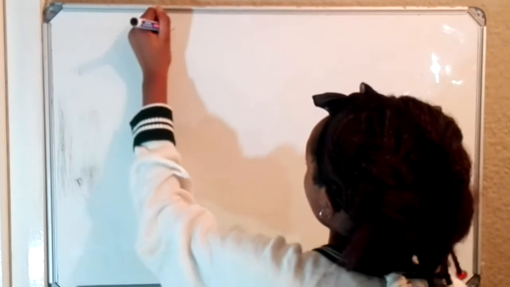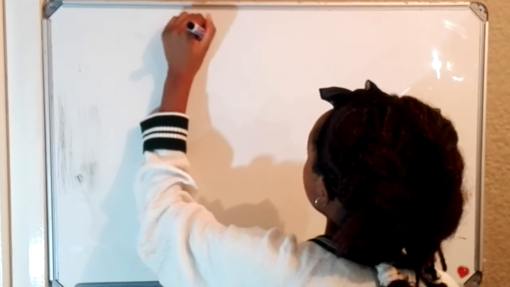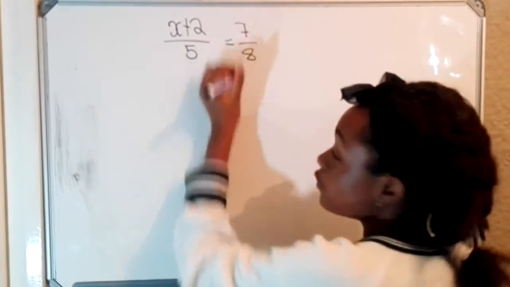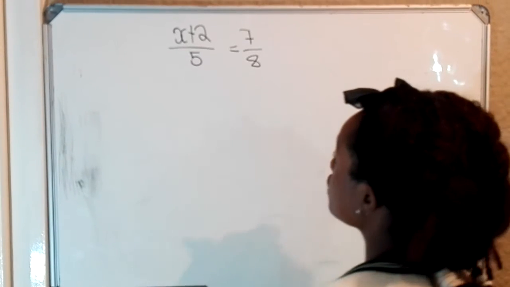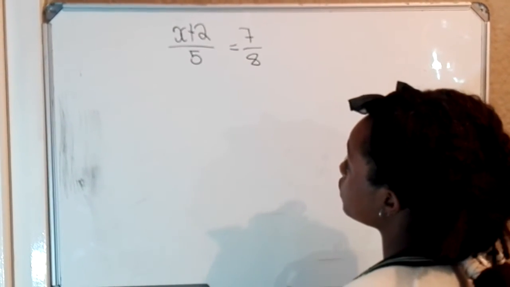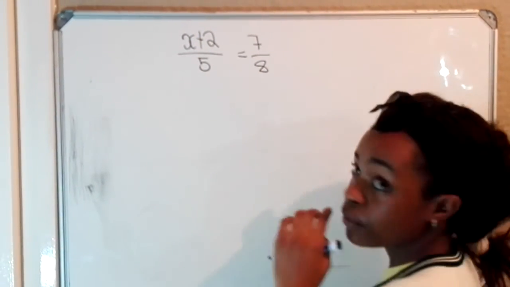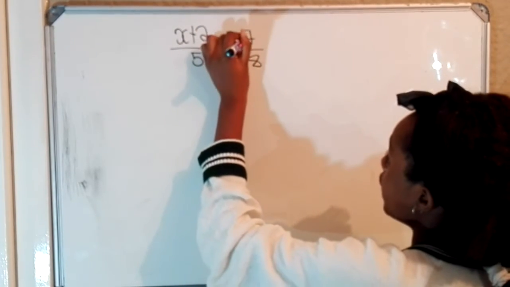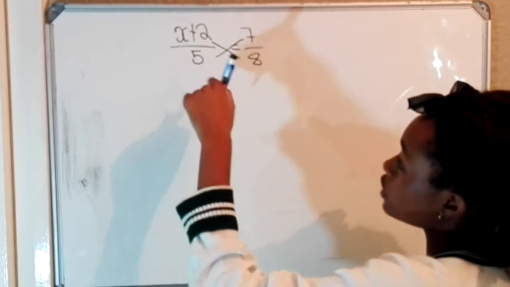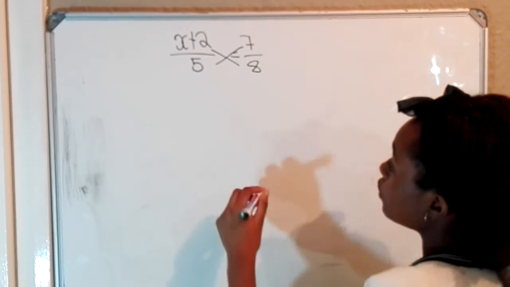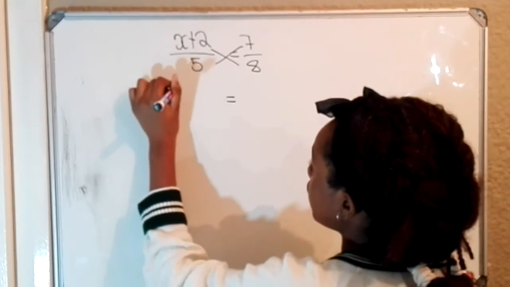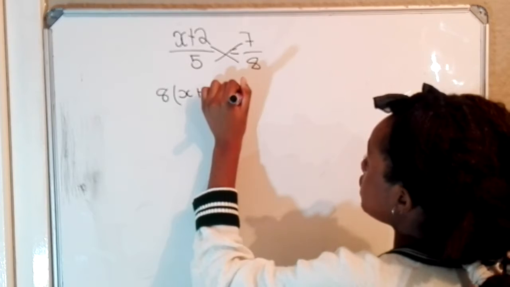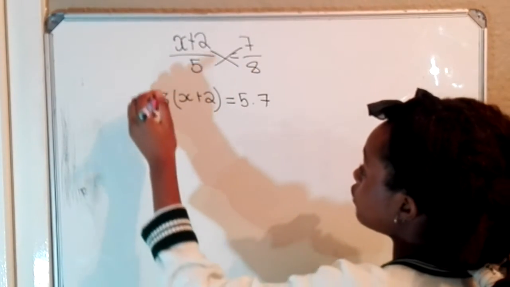Okay? So for example, you have x plus 2 over 5 is equal to 7 over 8. Feel free to pause the video and try this one on your own. You can go ahead and find a lowest common denominator for the equation, but what I'm going to show you is a different method, called cross multiplication. Whenever you have an equal sign separating two fractions, you can cross multiply. So I'll have 8 multiplied by x plus 2, and 5 multiplied by 7.